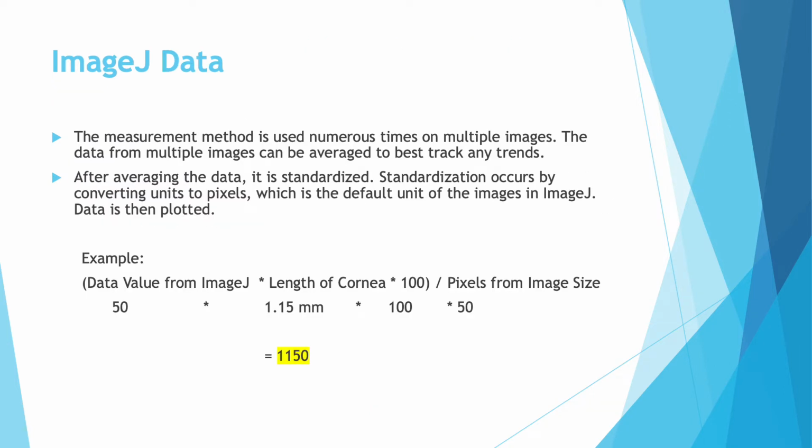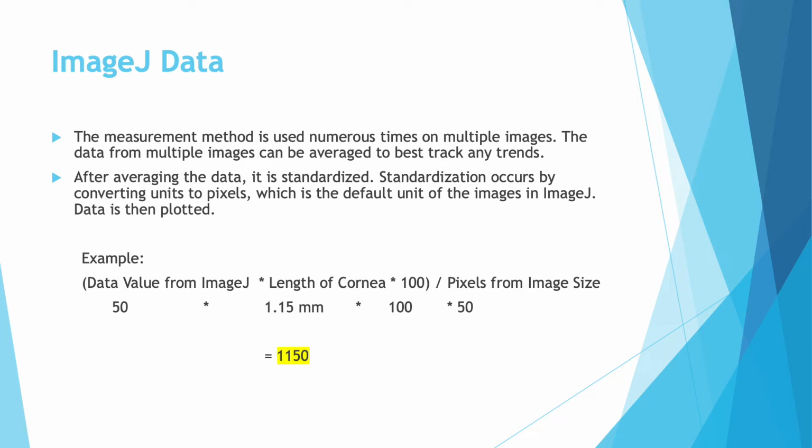Both of these measurement methods can be used numerous times on multiple images over an extended period of time. The data from multiple images can be averaged to best track any trends that occur. After averaging the data, it is standardized. Standardization occurs by converting units to pixels versus the default unit of the images in ImageJ application. The data is then plotted.